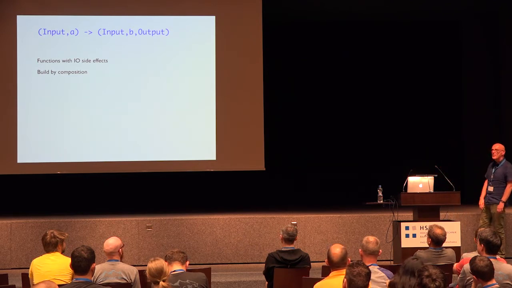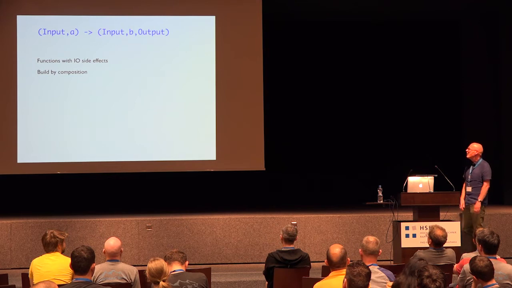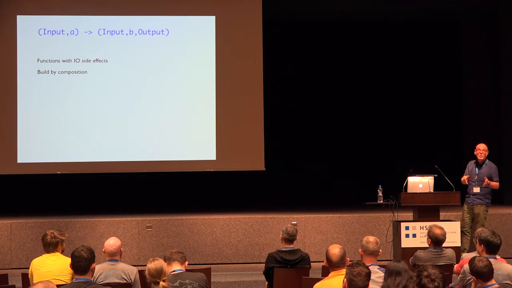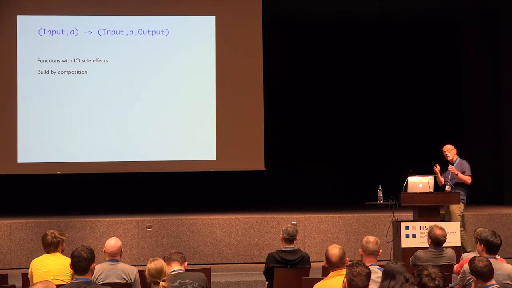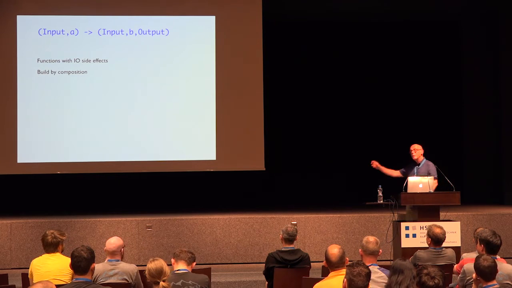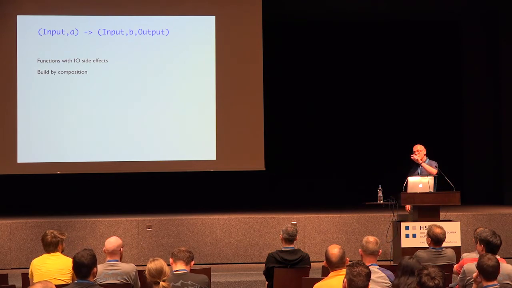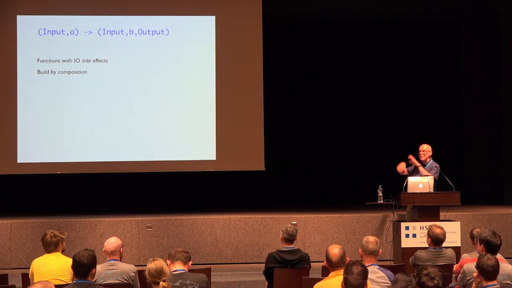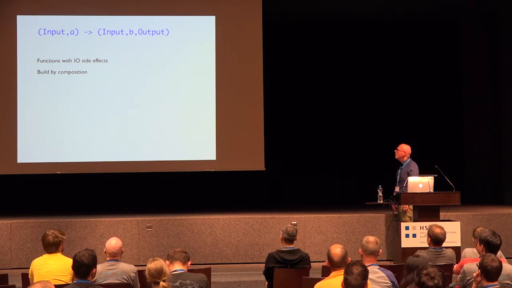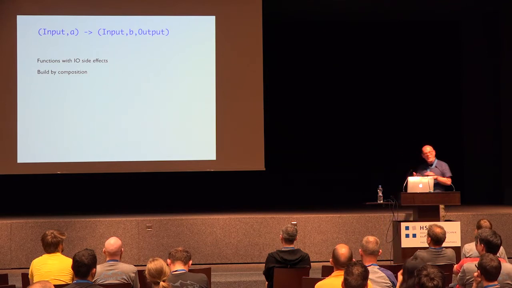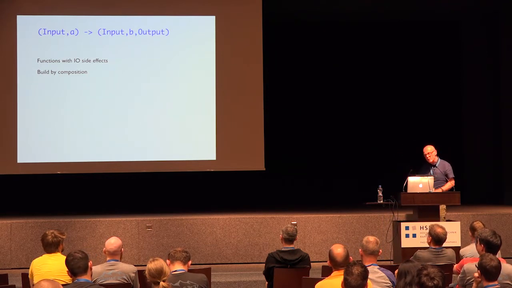So I didn't think about Kleisli composition or anything like that, though perhaps I should have done. One way of thinking of these things is as functions with I/O side effects. The input to the function is of type A, the output of the function is of type B, and there's some I/O going on at the same time.